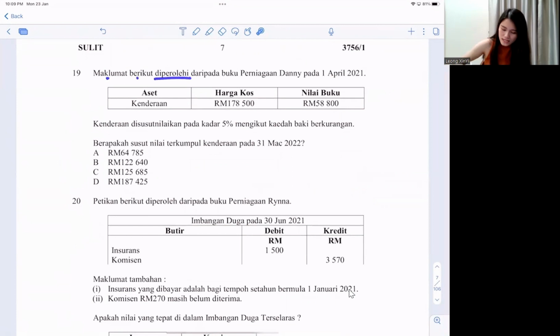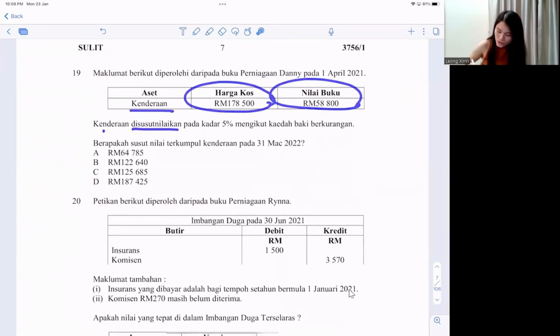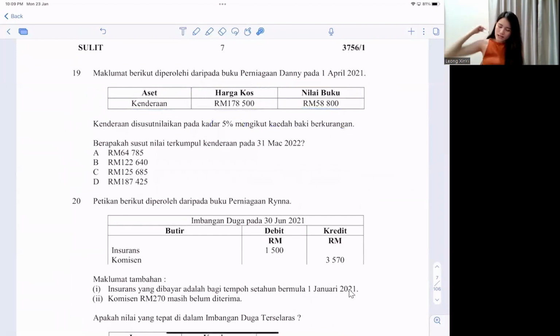Maklumat berikut diperolehi daripada buku perniagaan Danny pada 1 April 2021. So they gave us kenderaan harga kos and nilai buku. Kenderaan disusut nilaikan pada kadar 5% mengikut kaedah baki berkurangan. Berapakah susut nilai terkumpul kenderaan pada 31 March? You guys know why they want to give you nilai buku? Because this one is 1st April to 31st March 2022 use, right?